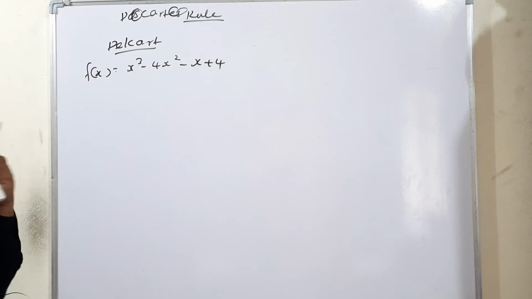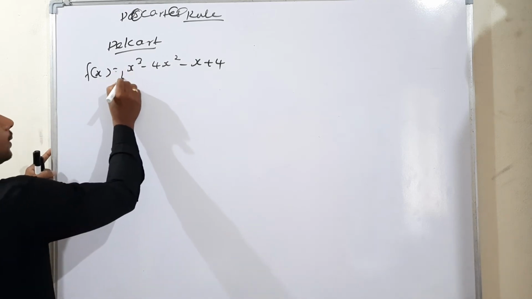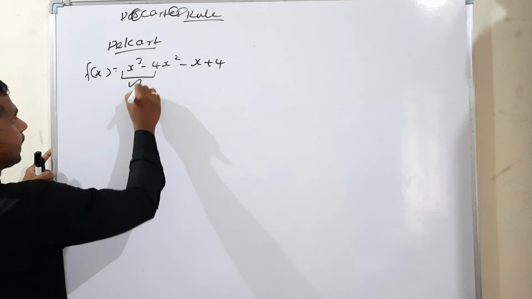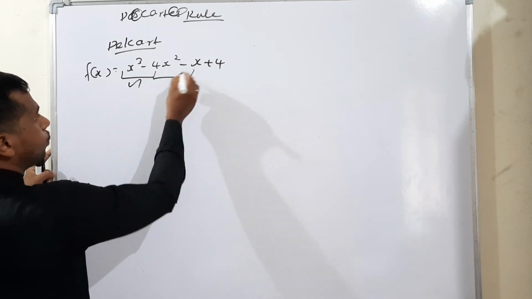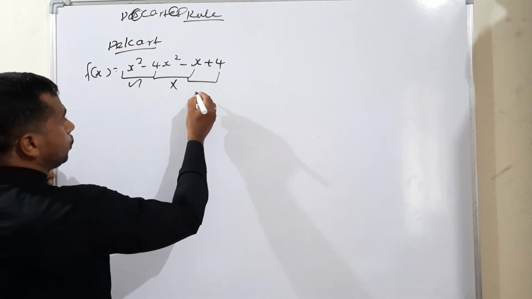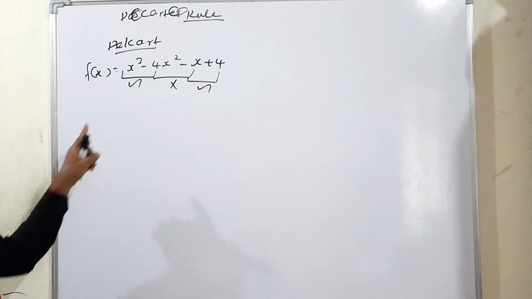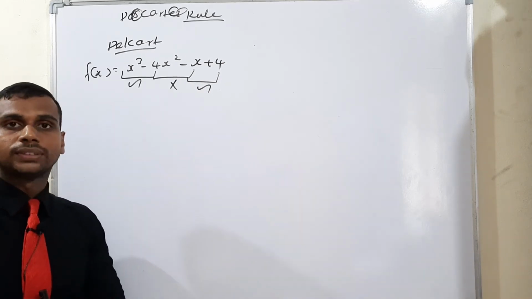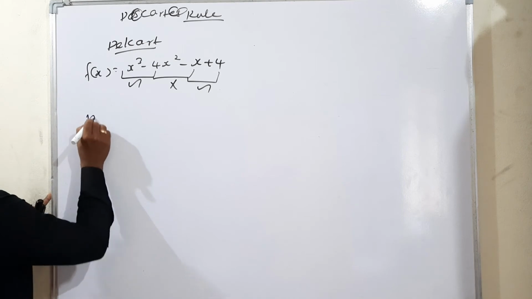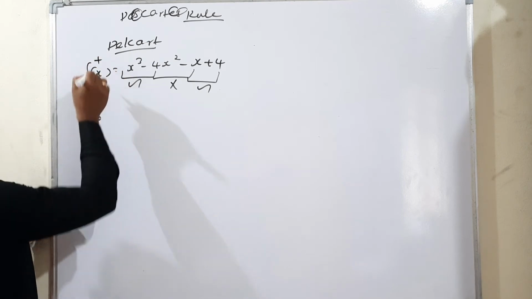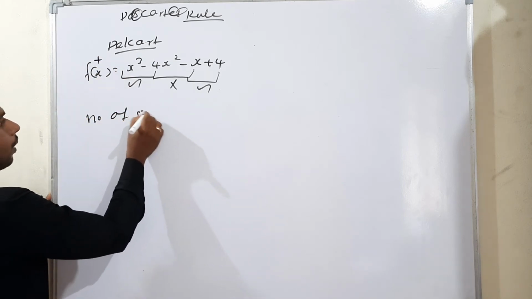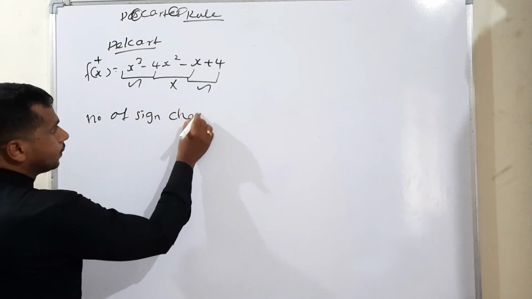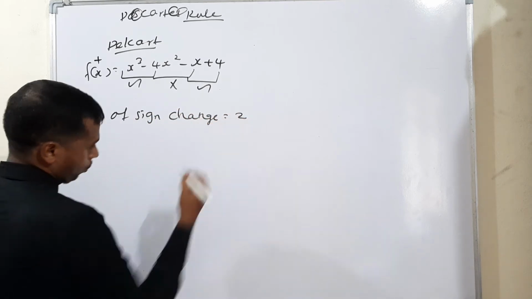Now you can check it, starting with the plus. So plus to minus, 1 sign change. Again minus to minus, no sign change. Then minus to plus, 1 sign change. Now we can say totally how many sign changes? The number of sign changes for positive roots is equal to 2.